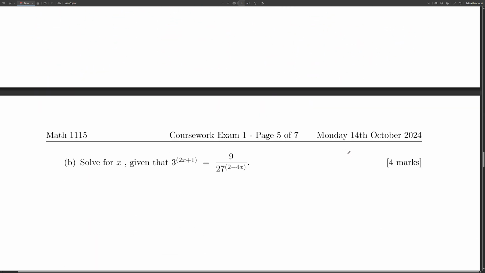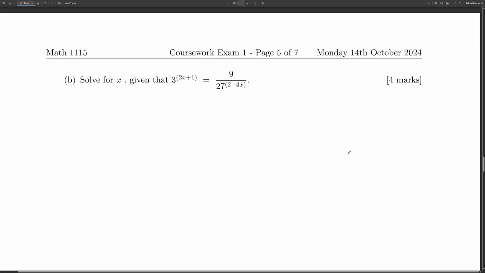So let's go down to part B now. Part B says solve for x given that we have some information here. Of course, I'm going to use the rule that says if the bases are the same, then I can equate the indices, I can equate the powers. So I have 3 to the power of 2x plus 1. This is already 3. This is 9. This is 27. They're all divisible by 3. So 9 is 3 squared and 27 is 3 cubed.